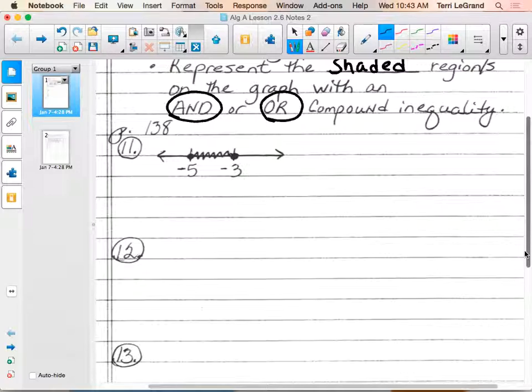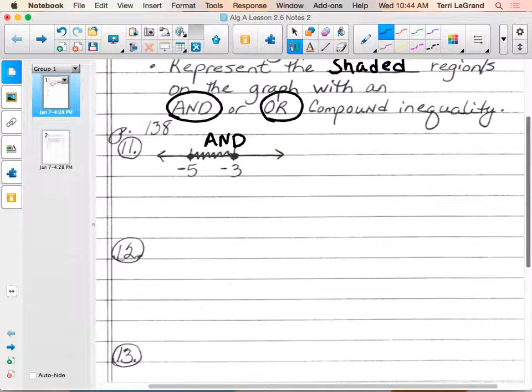This is problem number 11 from the book, and all I did is reproduce the graph here. The directions say to write the compound inequality shown by that graph. Is this an and one or an or? It's an and. This is an and one when it's contained between two endpoints. Those are typically our and ones. So let's write that right here and show that this is really an and one.